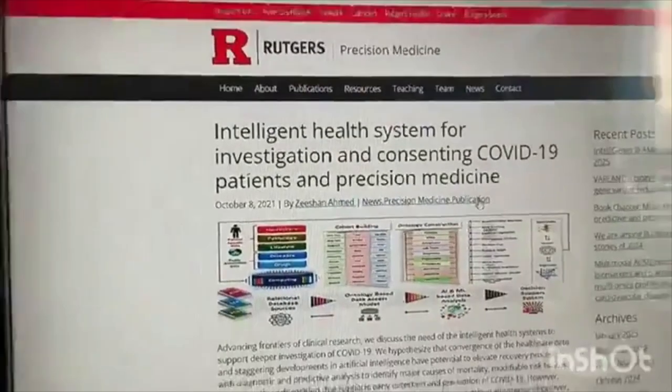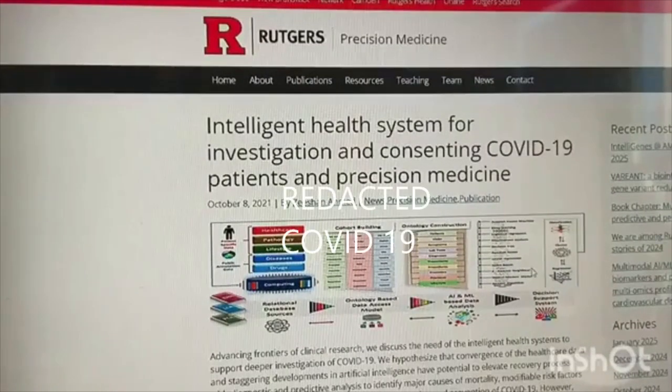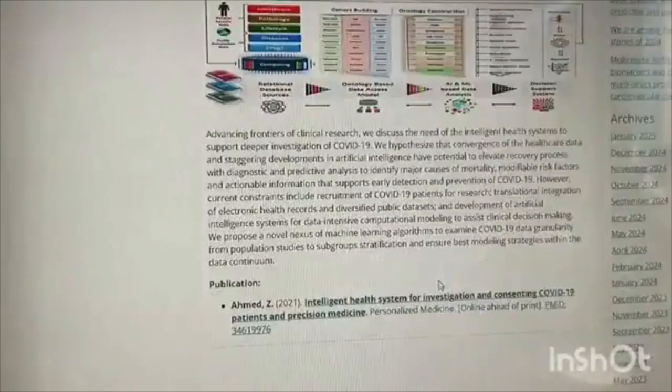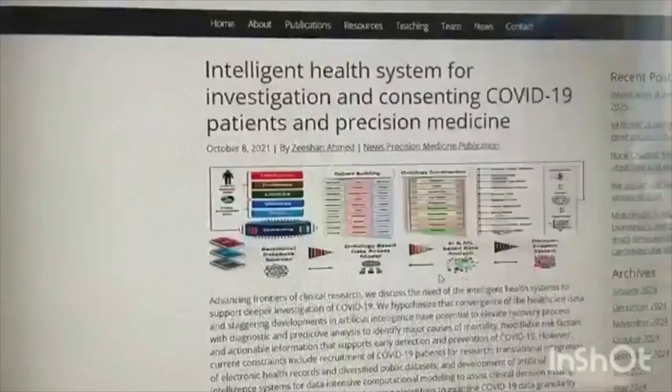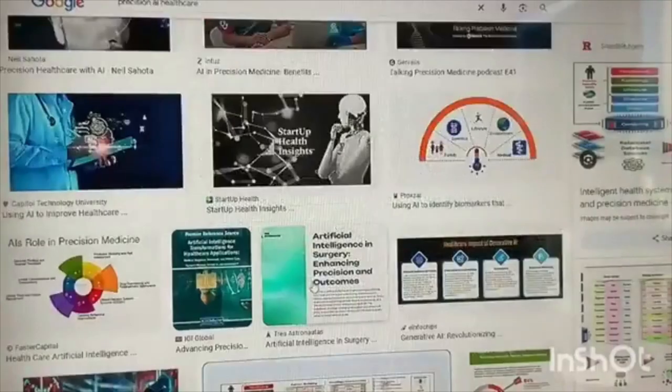Rutgers Precision Medicine, that would be a university. Intelligent health system for investigation and consenting patients and precision medicine. So you have healthcare, pathology, lifestyle, diseases, and drugs. Advancing frontiers of clinical research, we discuss the need of the intelligent health systems to support deeper investigation. What have you done? Looks like they had volunteers, and it could be with a wearable. Okay, so that's an example of Rutgers University.